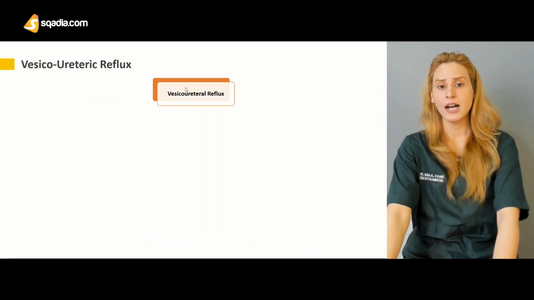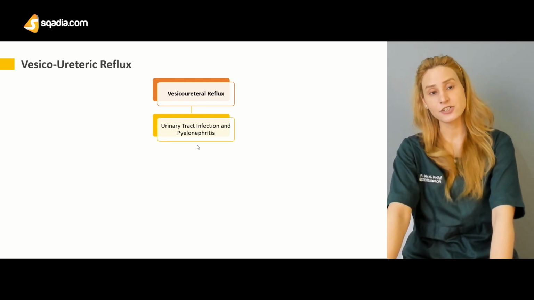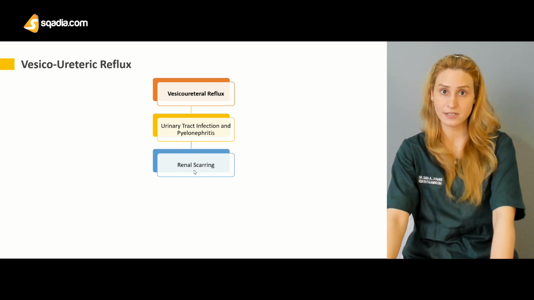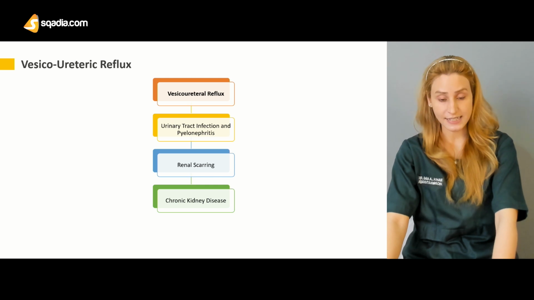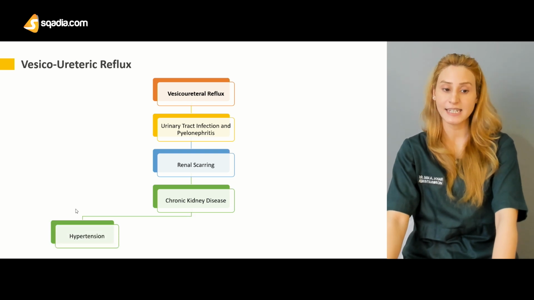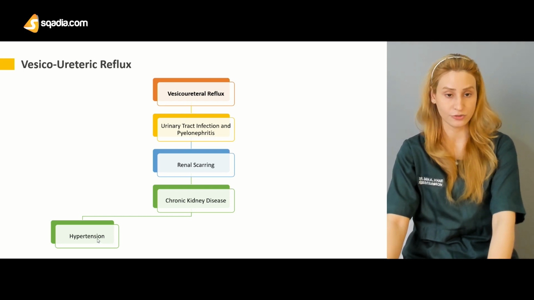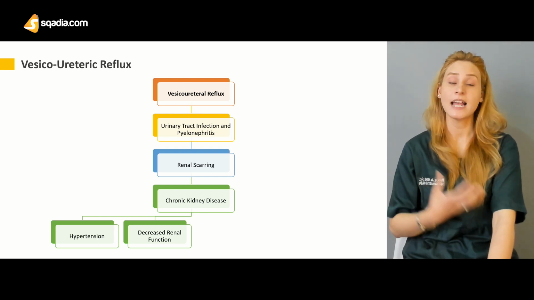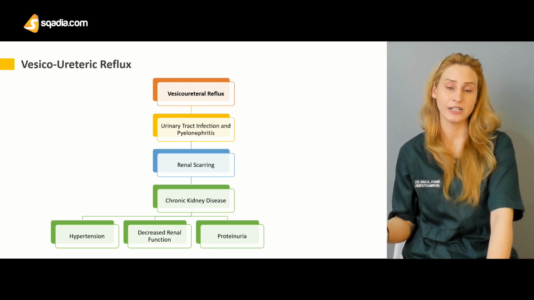Now just have a look at this vesico-ureteric reflux. Because of this reflux, there can be urinary tract infections, there can be pyelonephritis, and ultimately this chronic pyelonephritis will lead to renal scarring, and this renal scarring and renal parenchymal damage, because of the extensive fibrosis, will lead to chronic kidney disease. And because of this CKD, this is the single most important cause of hypertension in children. And obviously, because of the hypertension, there would be more effect on the kidneys, decreased renal function, proteinuria, and ultimately end-stage renal disease.